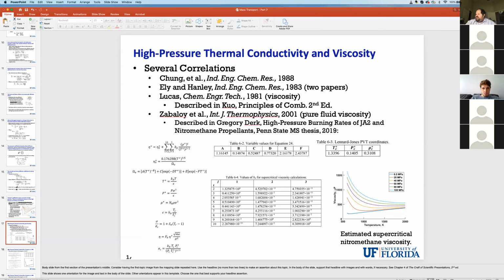And they do not describe how to compute basically mixtures. Okay, and so this here is described in a very recent thesis performed at Penn State, where they were modeling very high pressure combustion of nitromethane, and they needed to model the viscosity of nitromethane so they could compute a Reynolds number for their experiments. And so here's just a whole slew of equations.